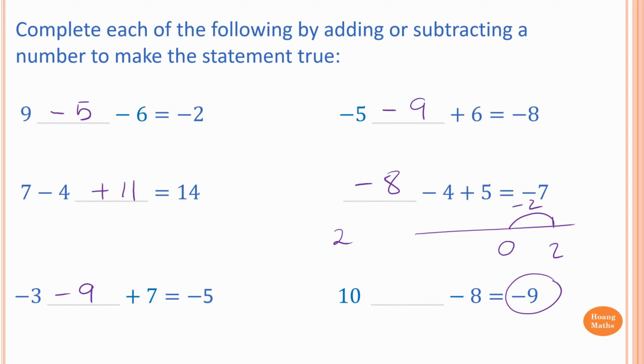That means -2. And to get to -9, you move 9 more units to the left, which is -9. So you move 2 units, another 9 units. So that means 11 units altogether. So it moved to the left 11 units. So the answer is -11.